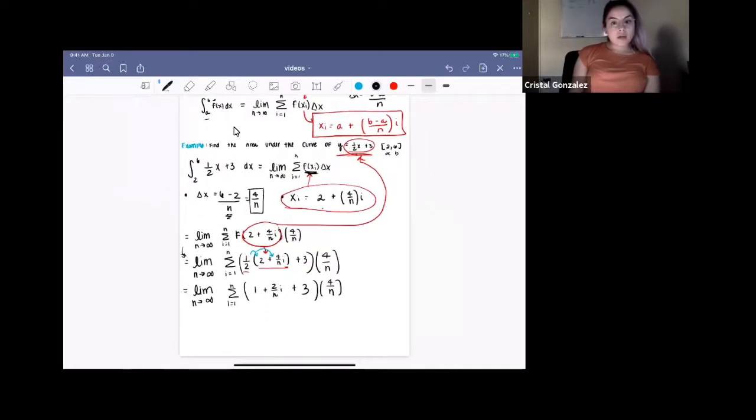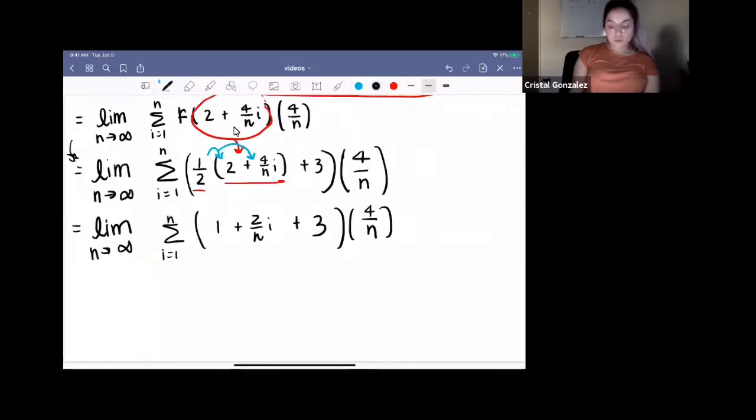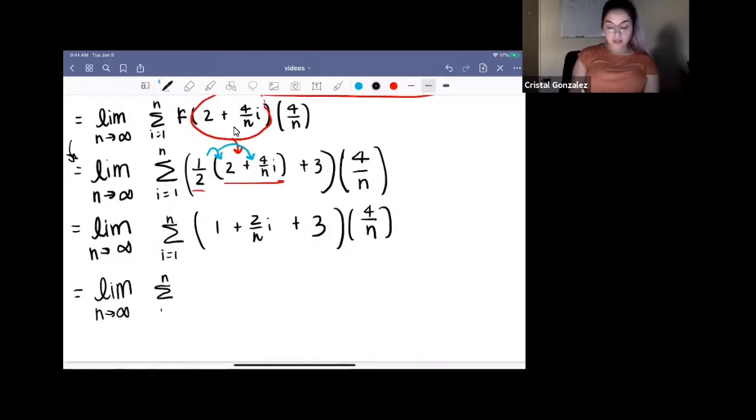And then our next step is to simplify a little bit more. So let's simplify. I'm still writing the limit because I haven't done anything with that yet. Then I'm going to add these two together, and I get 2i over n plus 4. But this is still getting multiplied by 4 over n.